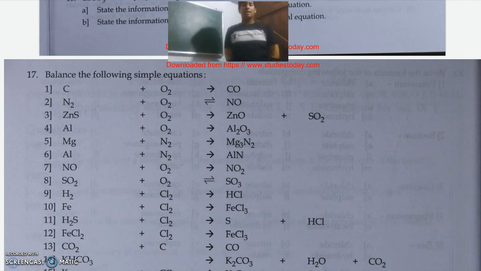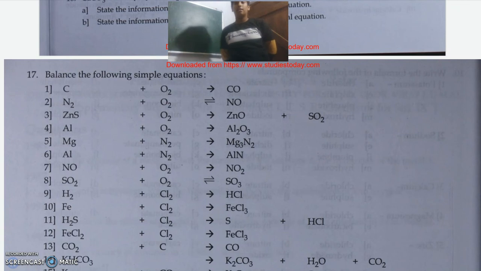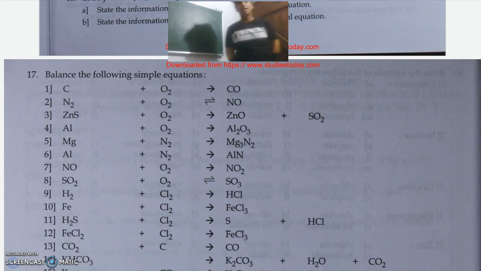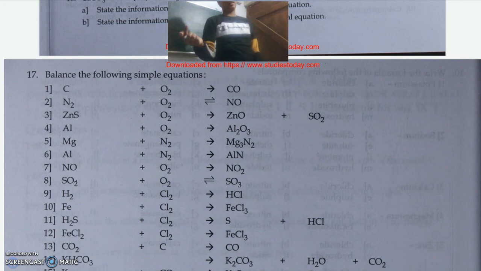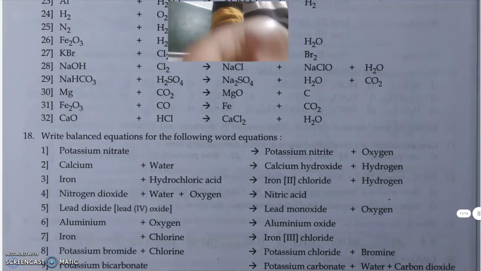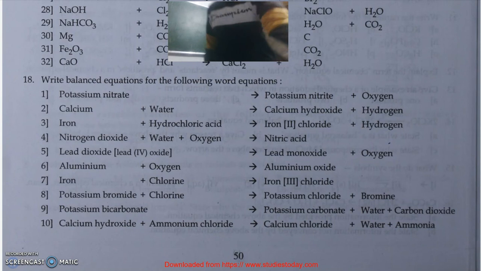Okay, so ZnS plus O2 gives ZnO plus SO2. To balance this, we can see the zinc atoms are equal, and the S atoms are also equal, and the oxygen atoms are 2 in the reactants and 3 in the products. So we should multiply 2 with 3 and 3 with 2, then it will be 6 equal to 6. Like this we would balance all these equations. And now we have done potassium nitrate plus oxygen, and we have balanced all these equations.